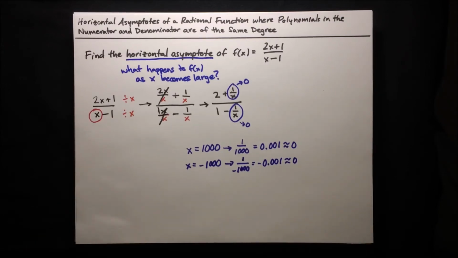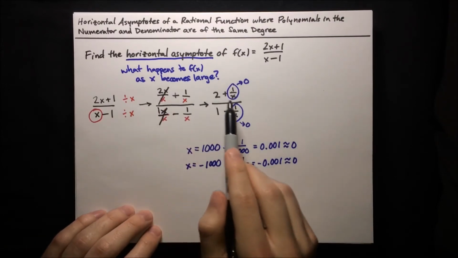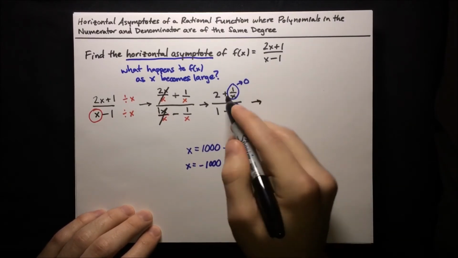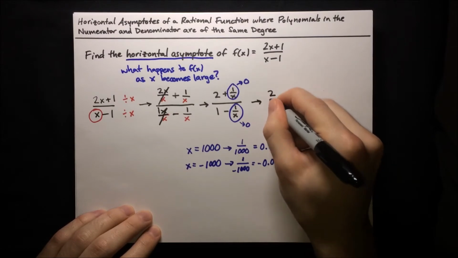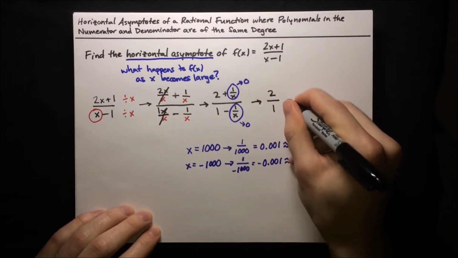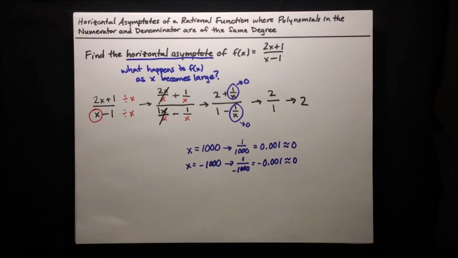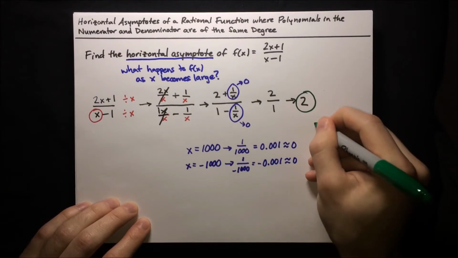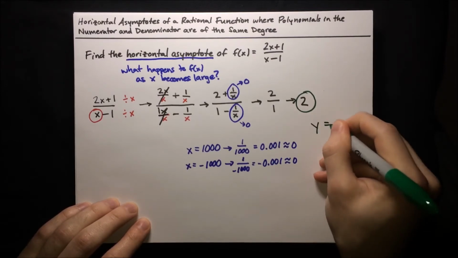So this means that as x becomes large, this function expression takes on a value that's pretty close to just 2 plus 0, so 2, over 1 minus 0, so just 1, or just 2. So 2 here, that is our horizontal asymptote. Our horizontal asymptote is y equals 2.